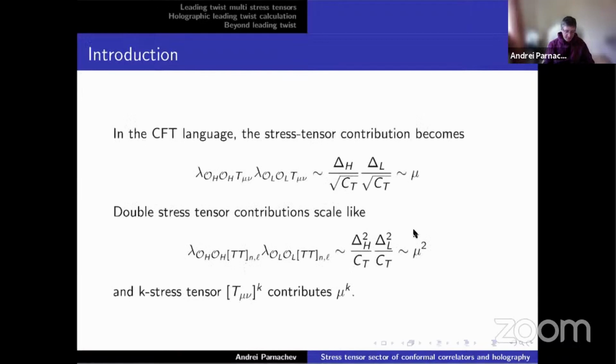Now, what is the CFT language description of this limit? So in the CFT language, the stress tensor contribution becomes something proportional to two OPE coefficients. The heavy operator OPE coefficient is this, the light operator OPE coefficient is this. So in our limit, the stress tensor scales like mu.